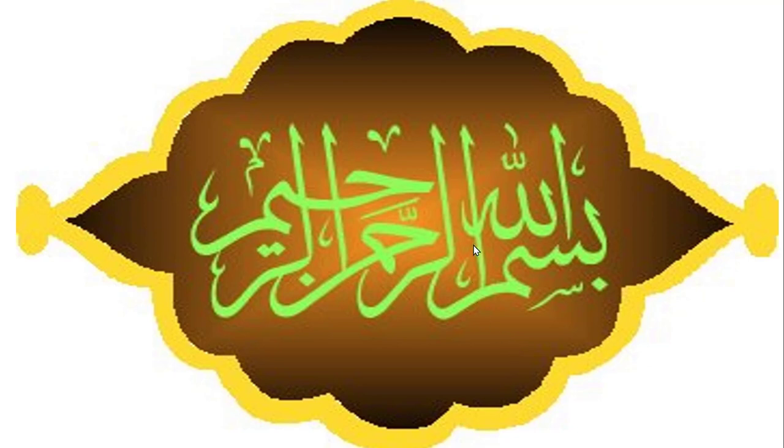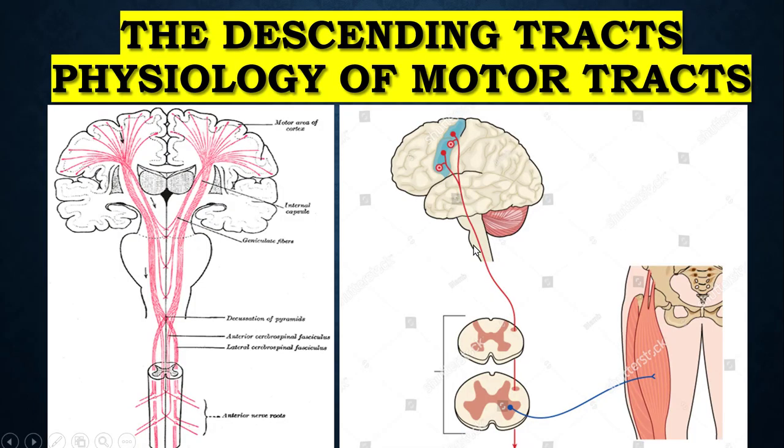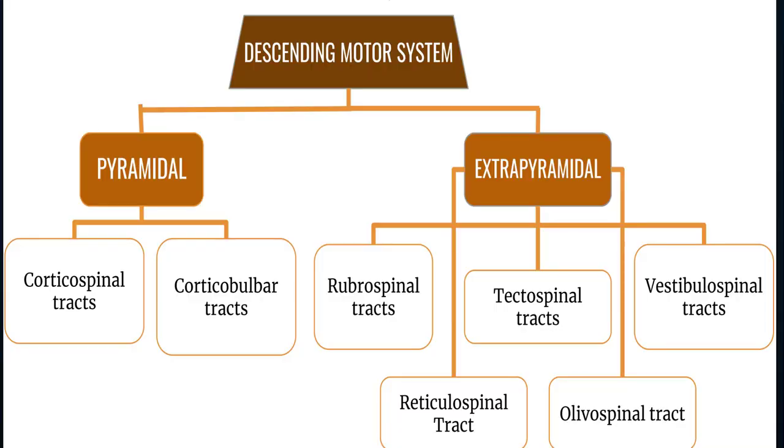Bismillahirrahmanirrahim. Today's lecture is about the descending tracts, physiology of motor tract. The descending motor system is divided into two major subgroups: pyramidal tracts and extrapyramidal tracts. The pyramidal tracts are further subdivided into the corticospinal tract and corticobulbar tract. The extrapyramidal tracts are subdivided into rubrospinal tract, tectospinal tract, vestibulospinal tract, reticulospinal tract, and olivospinal tract.